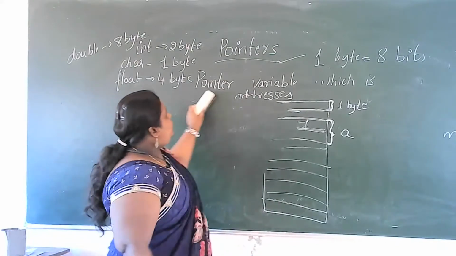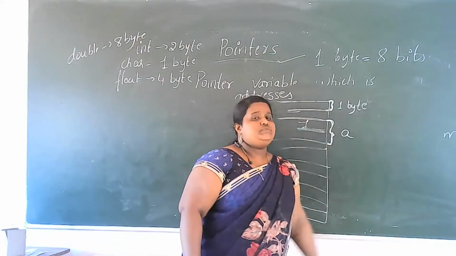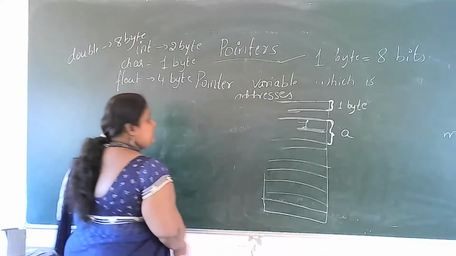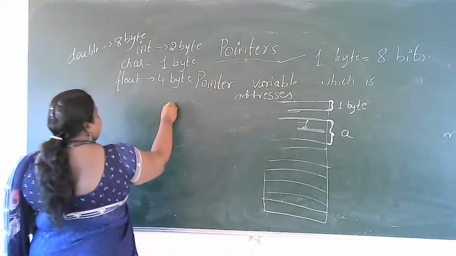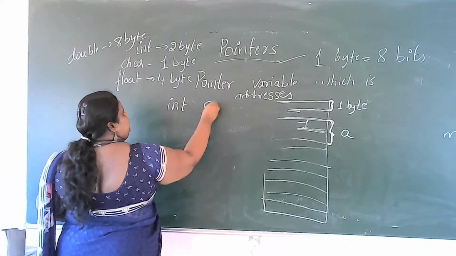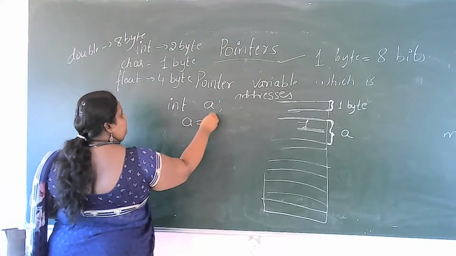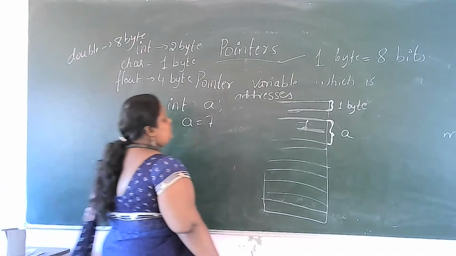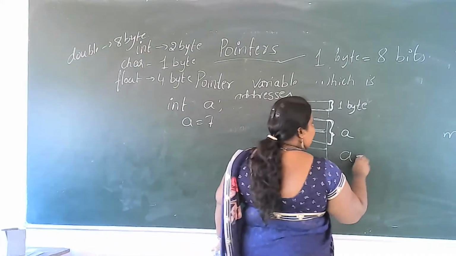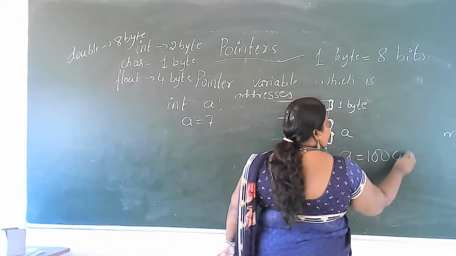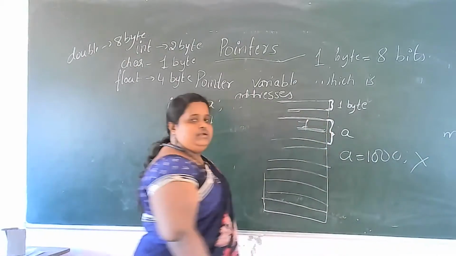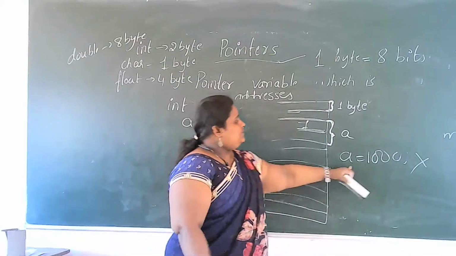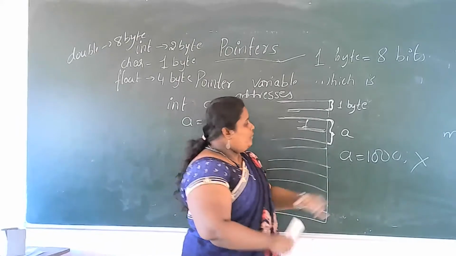Now, what is a pointer? A pointer is a variable which is used to store the address of another variable. Here, in a equal to 7, I can't store an address in a normal variable. I can't store A's address in A. This is a wrong statement. Right? This is a wrong statement.